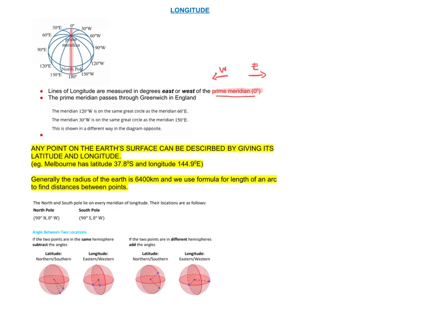So if you look at it, say I'm on the prime meridian, and I'm going to say this is the equator. I'm just going to make one up. So you could be on a point up here and a point down here, on the same prime meridian.